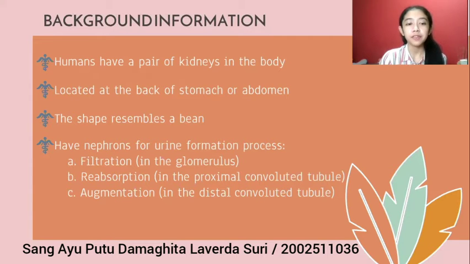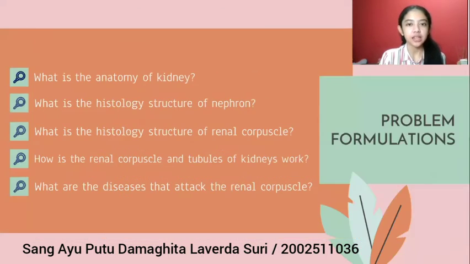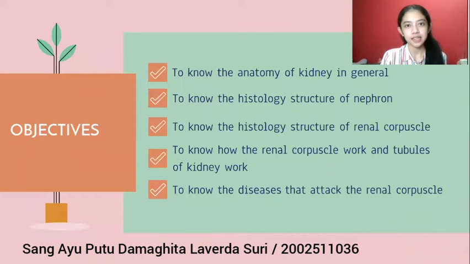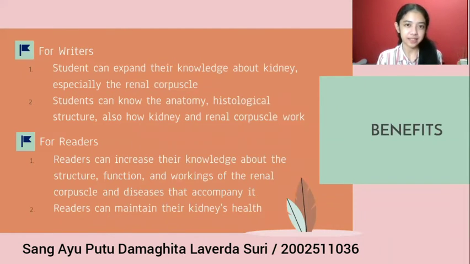And also, the kidney has an important part called the nephron, which consists of the renal corpuscle, proximal tubule, distal tubule, and collecting tubule, which is used for the urine formation process. There are three very important processes: first is filtration in the glomerulus, reabsorption in the proximal tubule, and also augmentation in the distal tubule. By this background information, these are the problems that we formulate for this student project. These are the objectives, and these are the benefits.